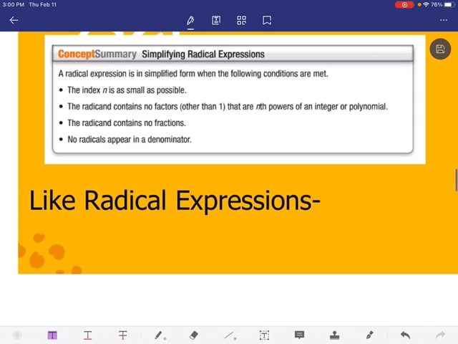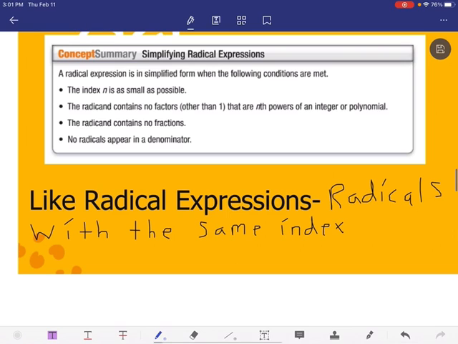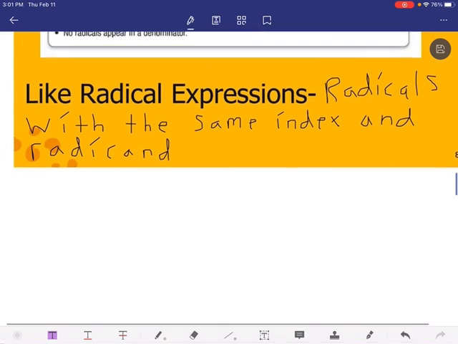And then the other thing that we're going to need to use whenever we start trying to simplify are what we call like radical expressions. And these are radicals with the same index and radicand. Or remember the things that are in the inside of our exponent.